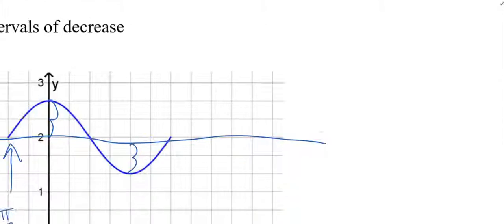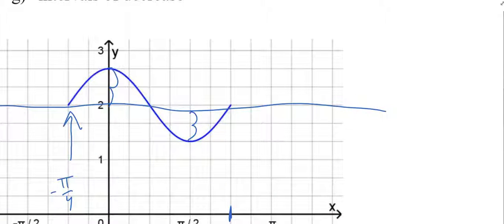Okay, then I did the phase shift and vertical translation. Kind of already done that, right? We see that our 0 line is at 2. It starts at 0. So that's up 2.